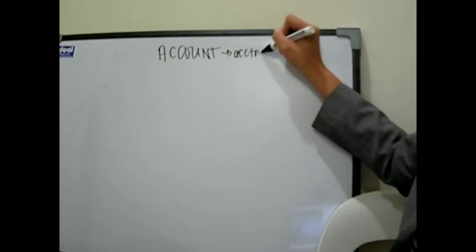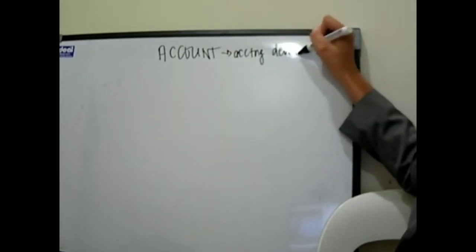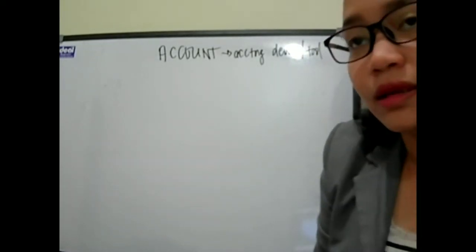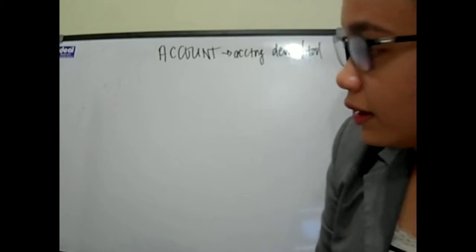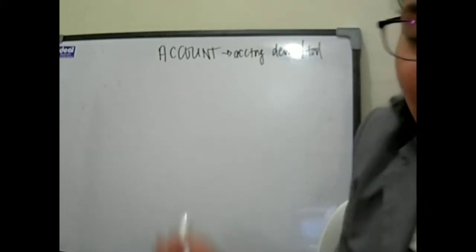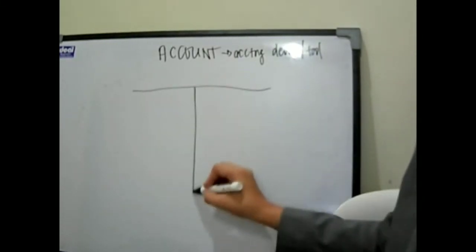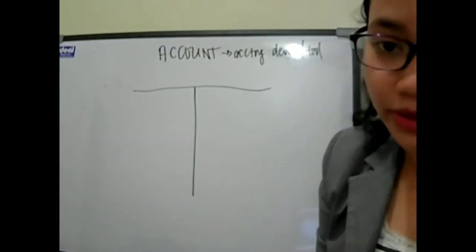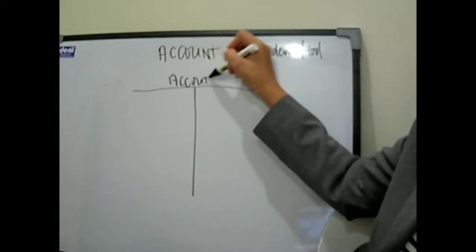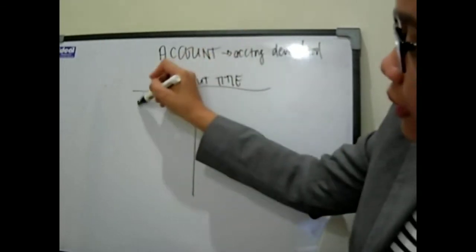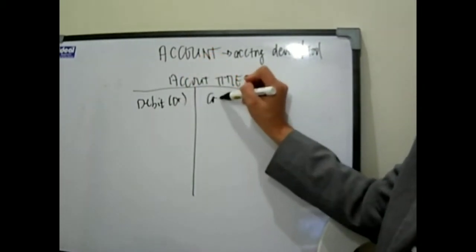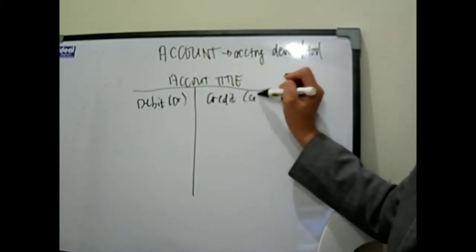Account is an accounting device or tool we use especially if we want to know the changes in certain accounts. Here in accounting, the most common account tool that we use is what we call the T account. It composed of three parts: the account title, the debit side or DR, and the credit side or CR.